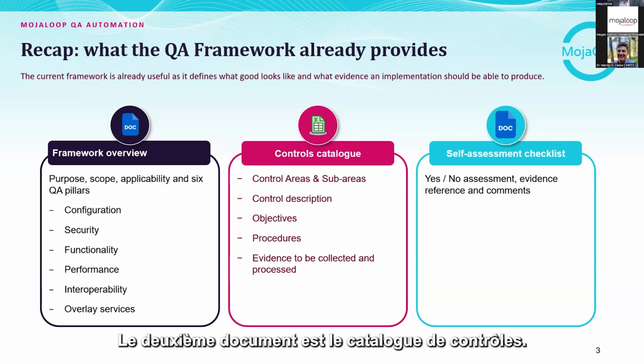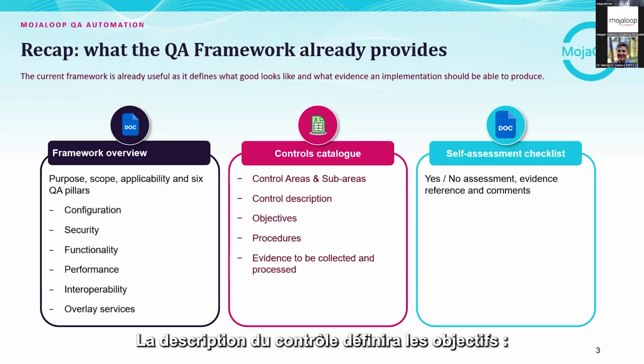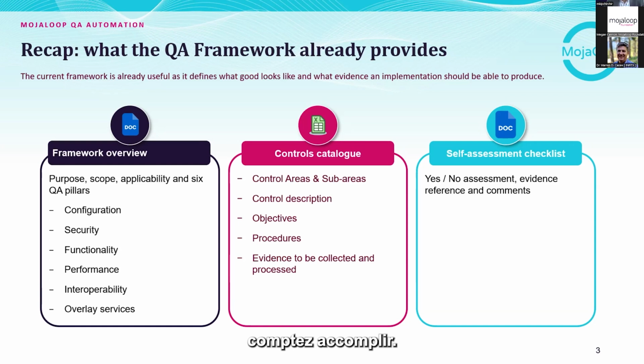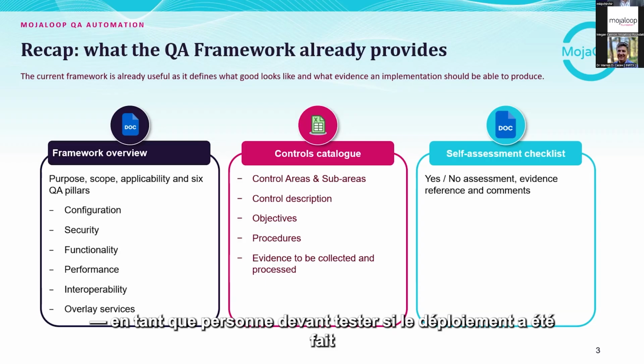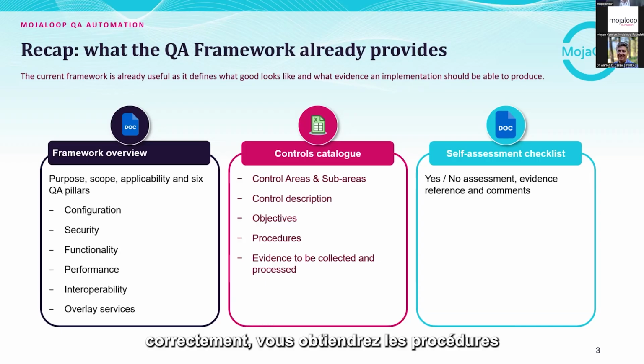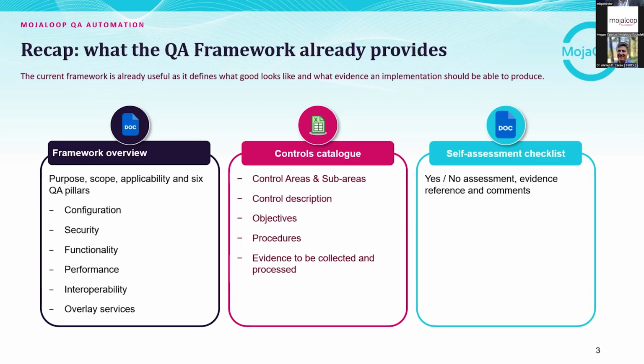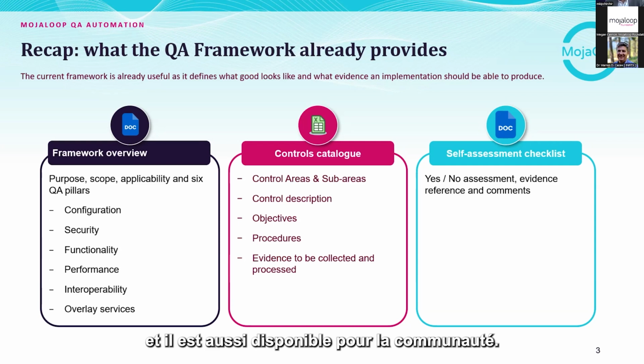The second document is a controls catalog, and this really goes into the detail of what you are testing when you are doing a quality assurance. It will define the control areas. It will describe what you ought to have deployed, the control description. It will define the objectives, what you intend to achieve, but it will also give you the procedures, as a person who needs to test whether the deployment has been done correctly. It will provide the procedures that you ought to execute to test that deployment. And finally, it will show you the kind of evidence that you need to collect in order to do that test. So that is a controls catalog. It's in a spreadsheet format, and that is also available to the community.